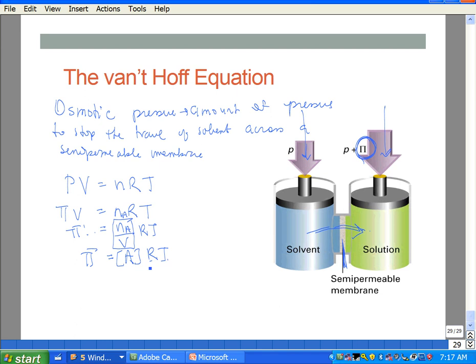I don't think I have an example for that one because I don't think that one's going to play a huge role. I just wanted you to know that equation. I probably would give you one really simple problem on your take home.